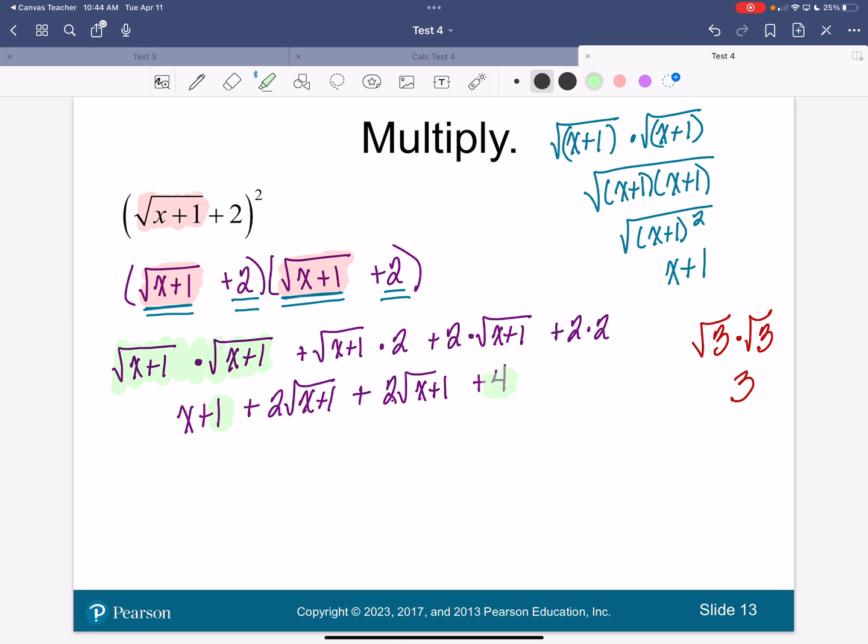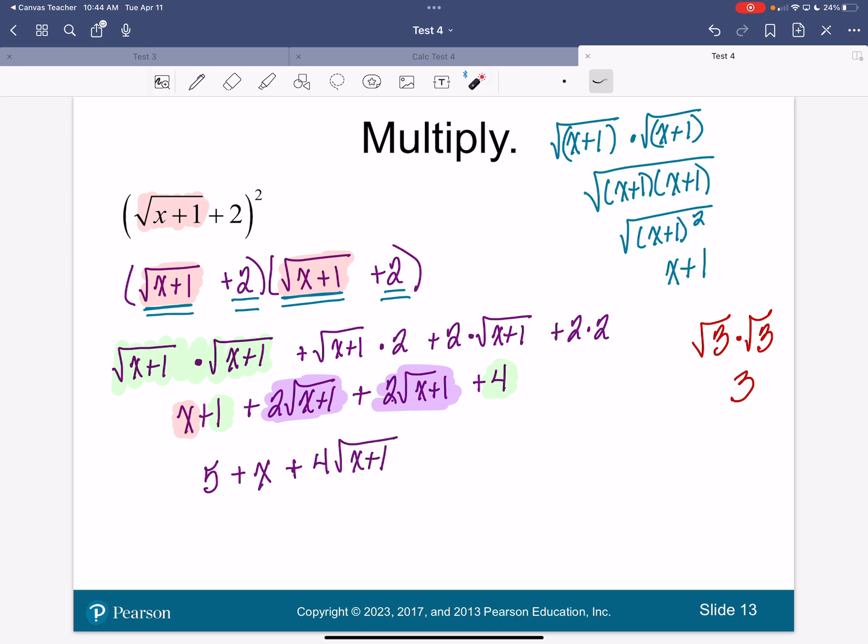This and this are like terms. So I've got 5. Do I have anything I can combine the x with? No. Okay. What about 2 on the square root of x plus 1 and 2 on the square root of x plus 1? Are those like terms? Yes, it's going to be 4 on the square root of x plus 1.